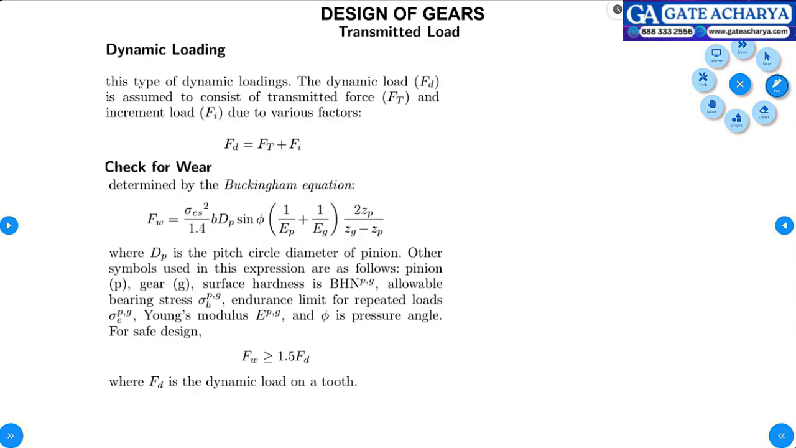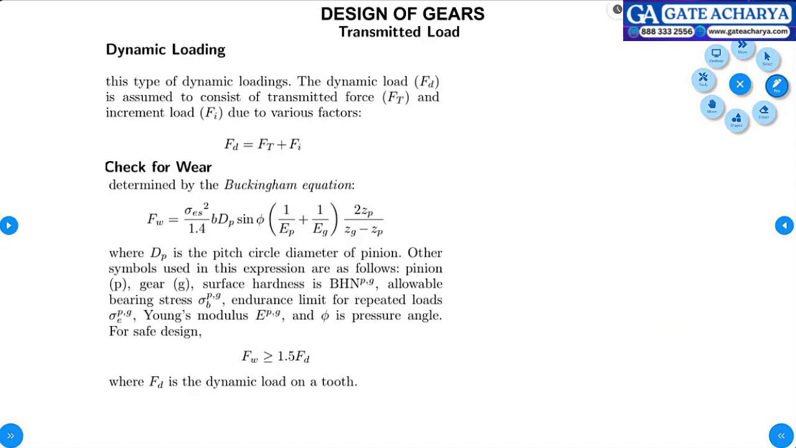Then check for wear and tear of the gear. This is Buckingham's equation. Zp and Zg are nothing but the number of teeth in the pinion and gear wheel. Ep and Eg are nothing but Young's modulus of pinion and gear. Phi is nothing but pressure angle. dp is nothing but pitch circle diameter of pinion. Everything we take in terms of pinion. We design the pinion only.